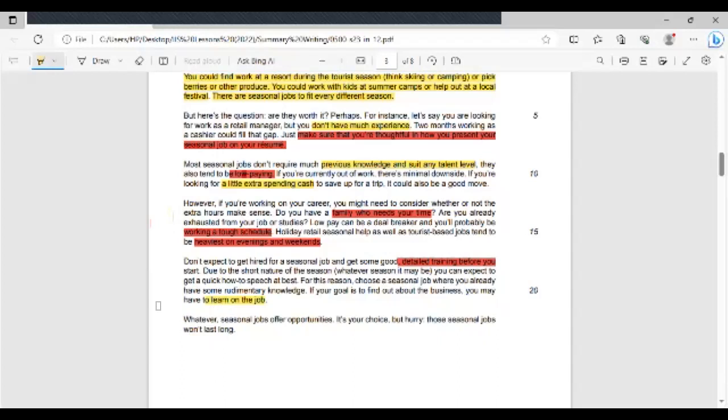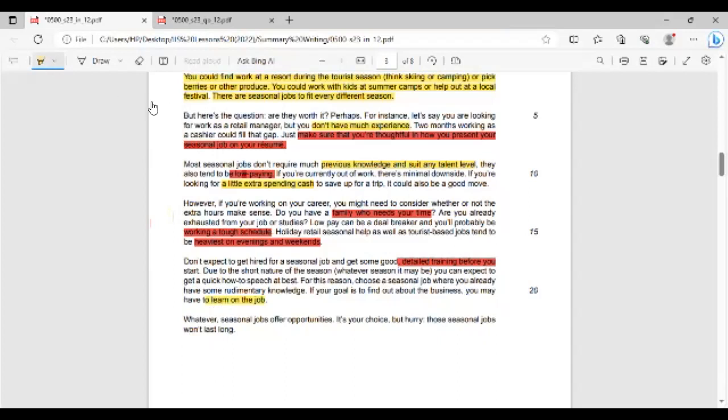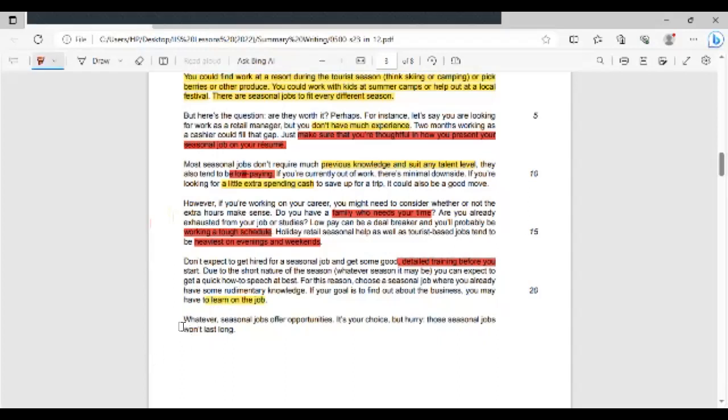It's your choice, but hurry, those seasonal jobs won't last long. So this is a disadvantage. Seasonal jobs don't last long. So basically, in my own words, seasonal jobs have a short time frame. All right, so important that you apply early.